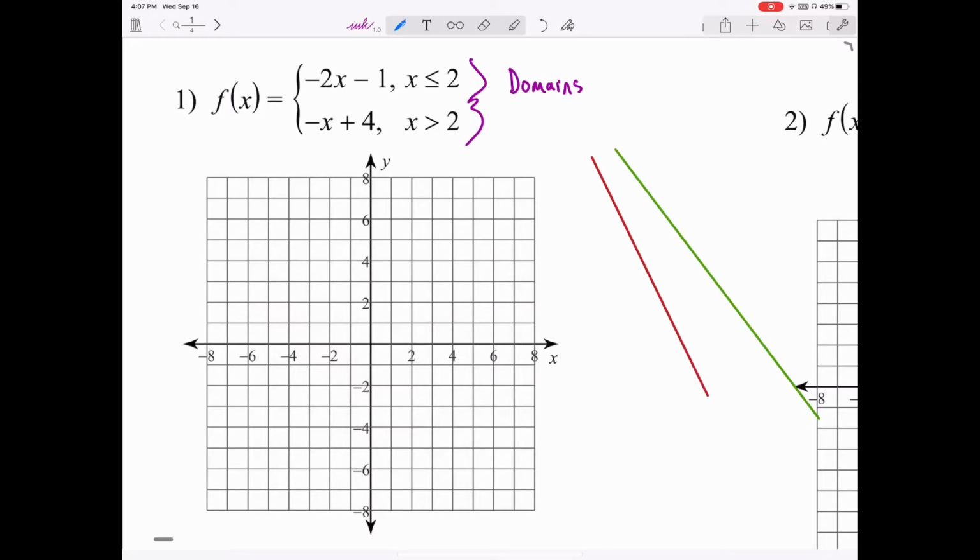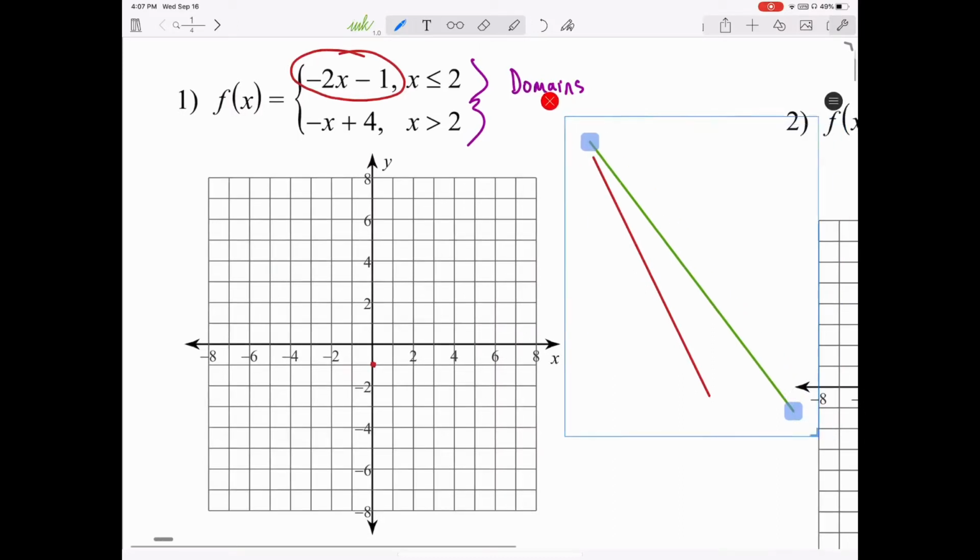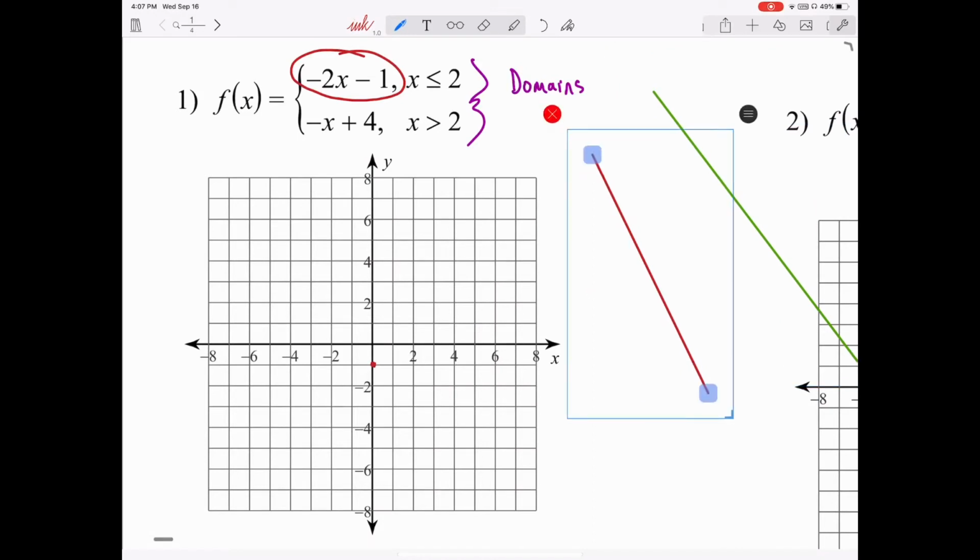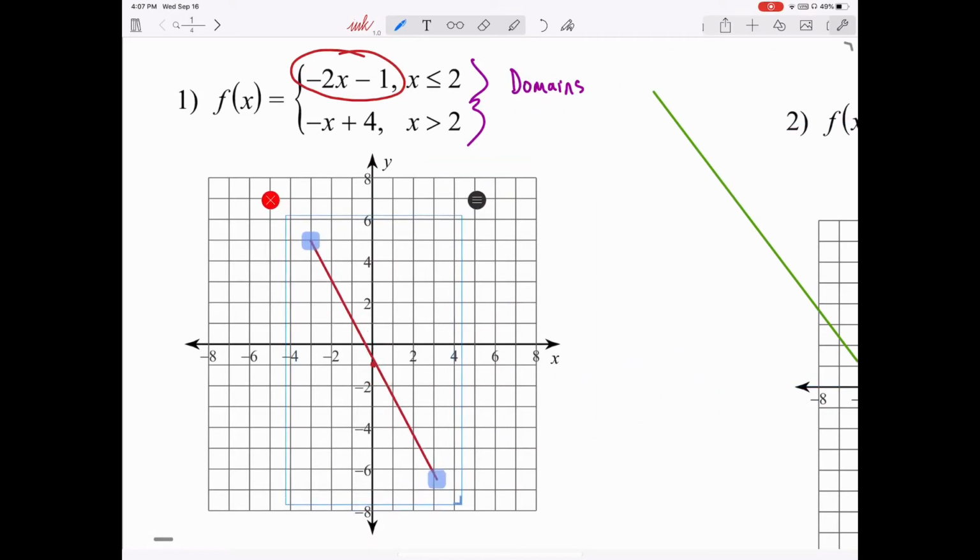So I'm going to graph that top function. We'll do negative 2x minus 1. We're going to graph that in red. And that's just a linear function with a slope of negative 2 and a y-intercept of negative 1. So if I take my red line, oh, that's the green line, and drag it over, I will try to have a slope of negative 2, something like that. So if I were to draw that function without the piecewise function, it would look like that.